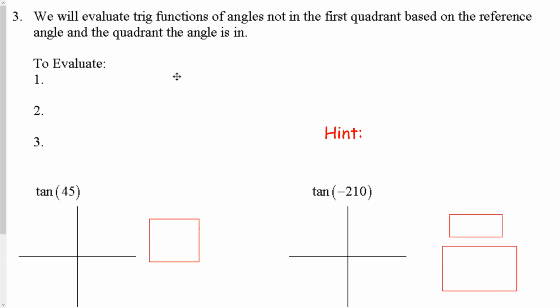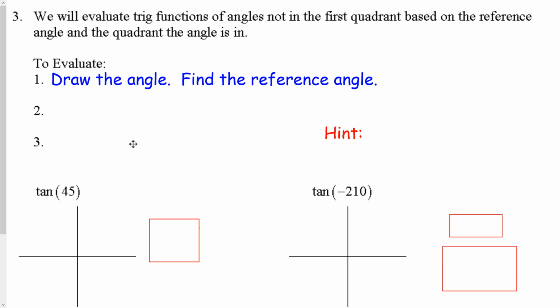So to evaluate the trig functions of angles not in the first quadrant based on a reference angle, we need to draw the angle, like we've talked about the last few days, and find the reference angle, which, remember, is always between the terminal side and the x-axis.